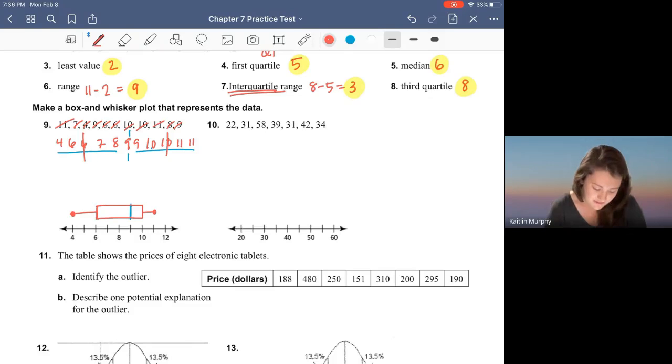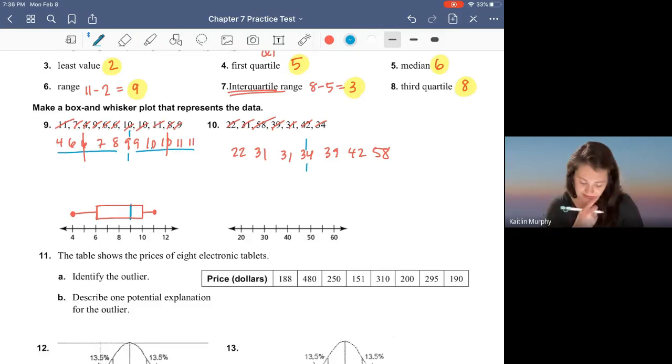Okay, next one, similar process. So the smallest number I have here is 22. So these are much bigger numbers. I have a 31, a 31, 34, 39, 42, and 58. Perfect. All right, the number right in the middle, let's see, 1, 2, 3, 4, 5, 6, 7. So it's going to go right through 34 is the middle.